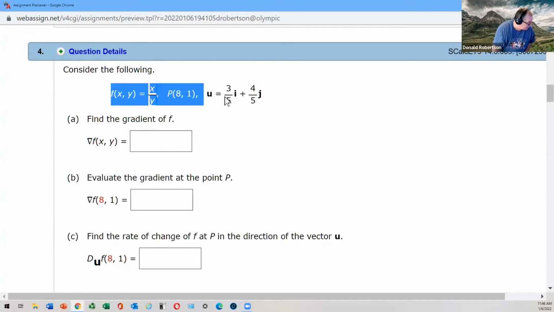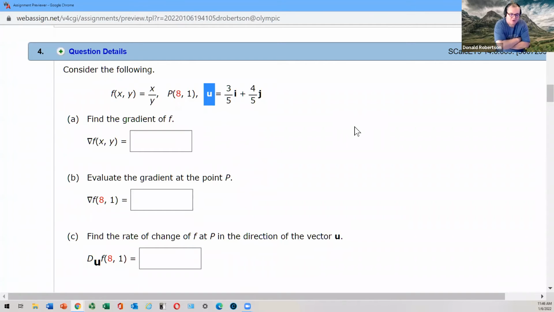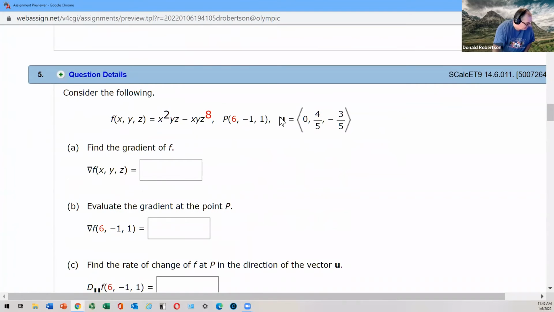Here we have a function, the point, and that guy. That guy is called u. What does that tell you? Is it the unit vector? It's already a unit vector, so you don't need to find the unit vector. If it's a unit vector, the convention is we tend to call it u. If it's just any old vector, it will be called v. So here's another unit vector.